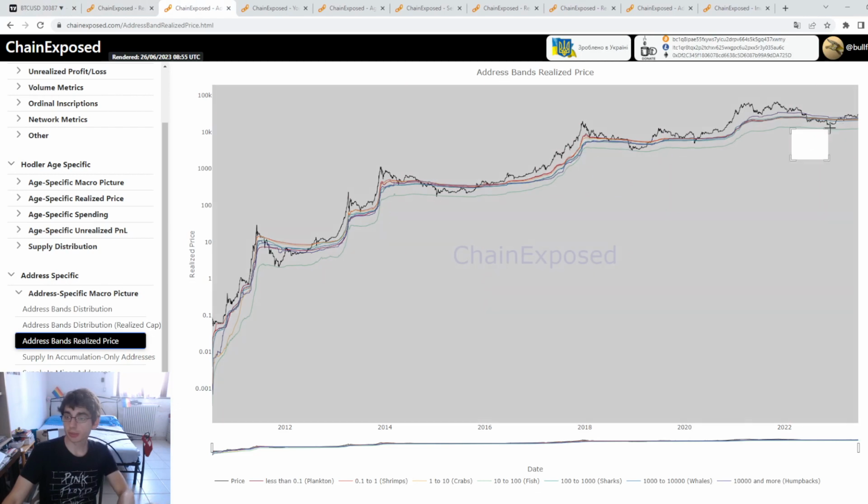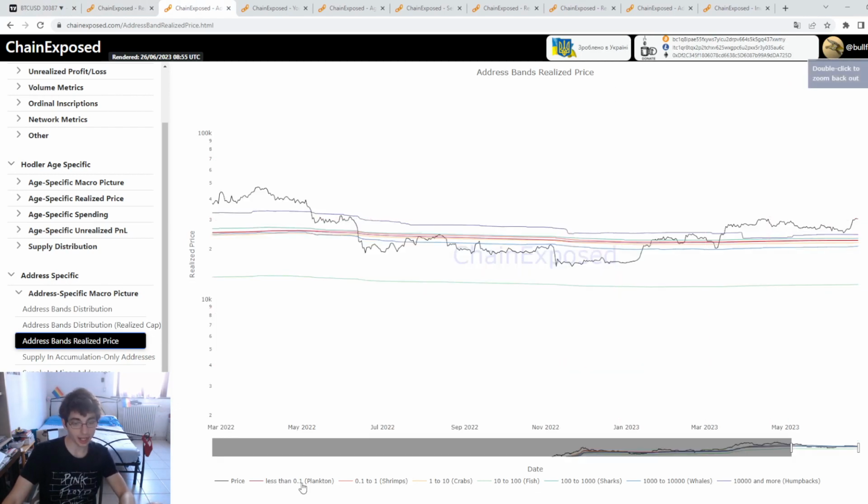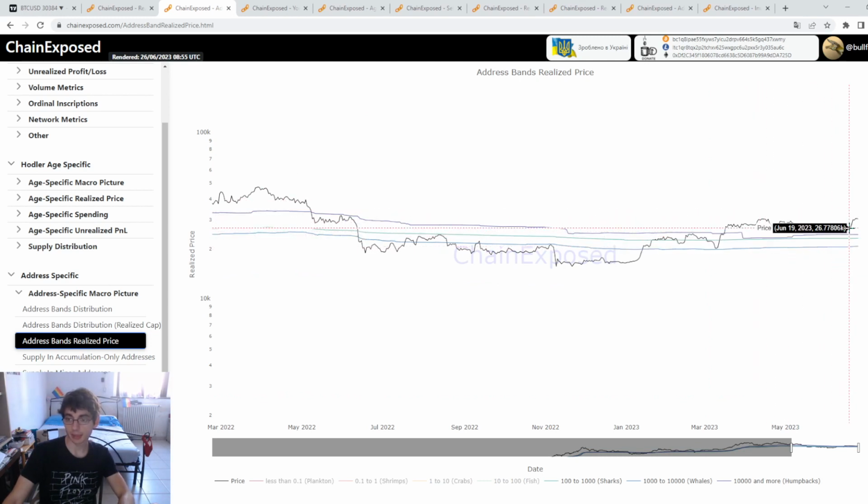So let's get into what it is today. Address bands realized price. We bounced off from the AMBEX realized price. You see right here, this is the AMBEX realized price, still at 24.5k. So we have a lot of support right there, plus shark support. AMBEX are orders that have 10k or more Bitcoin, sharks are 100 to 1000, and whales 1000 to 10k Bitcoin. So we have these three realized prices that are the major supports we have right now. They are still at 24.5k, 23.3k for sharks, and 20.8k for whales.